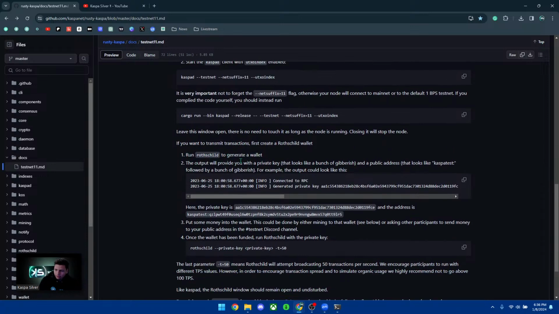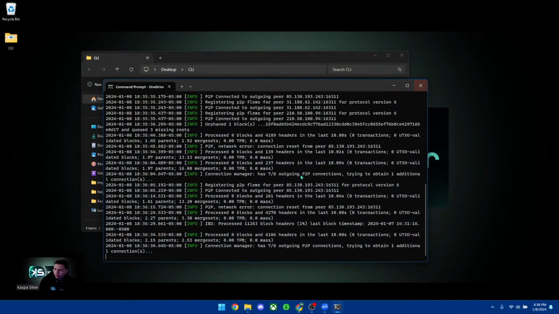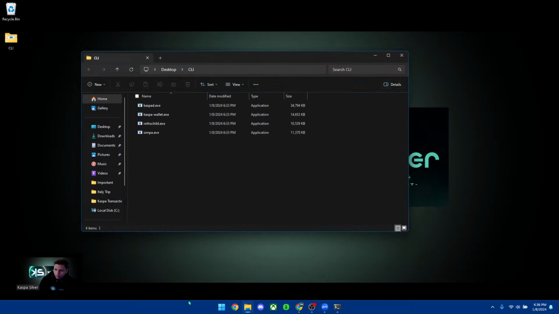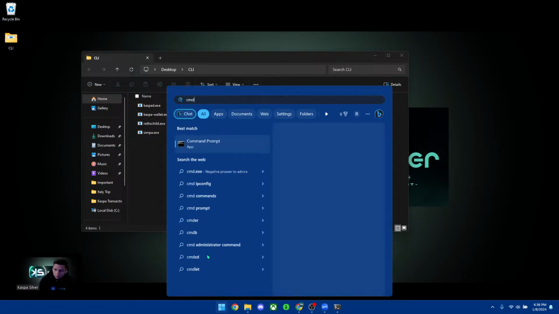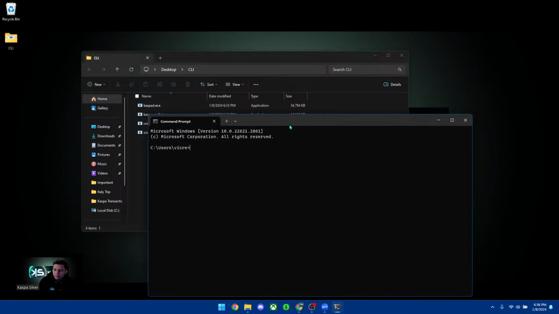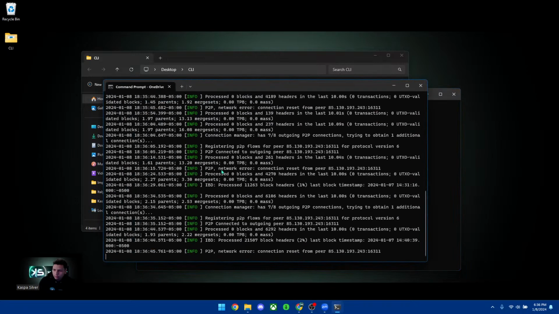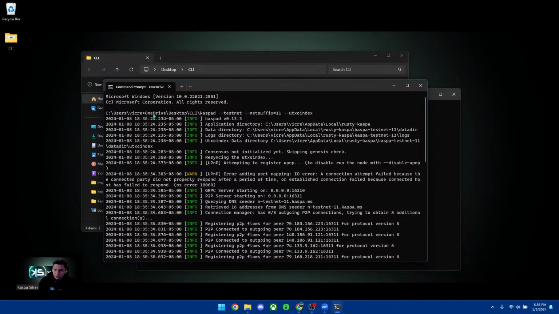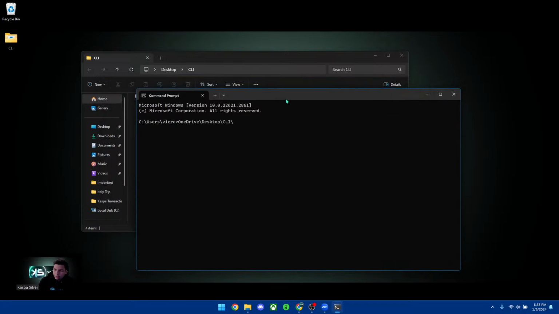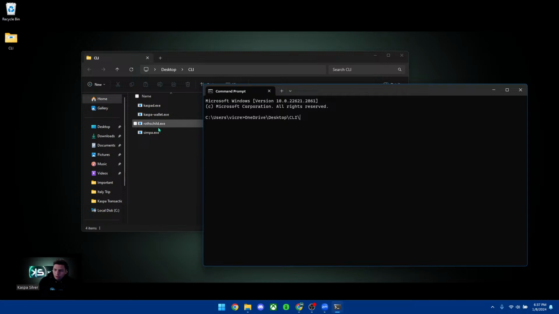So run Rothschild to generate a wallet. I'm gonna keep this running in the background. It looks like things are working. Yeah, I'm at 1%. Okay, so I'm gonna open up another command prompt, and then I'm gonna do the same thing. Well, actually, let me just go ahead and come up here and copy this from here. And then I'm gonna go back in here and paste that. And then I'm gonna run the Rothschild.